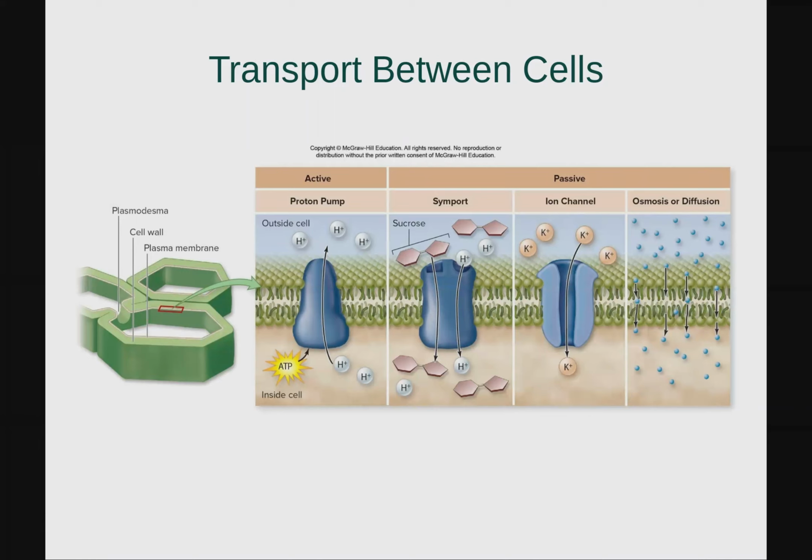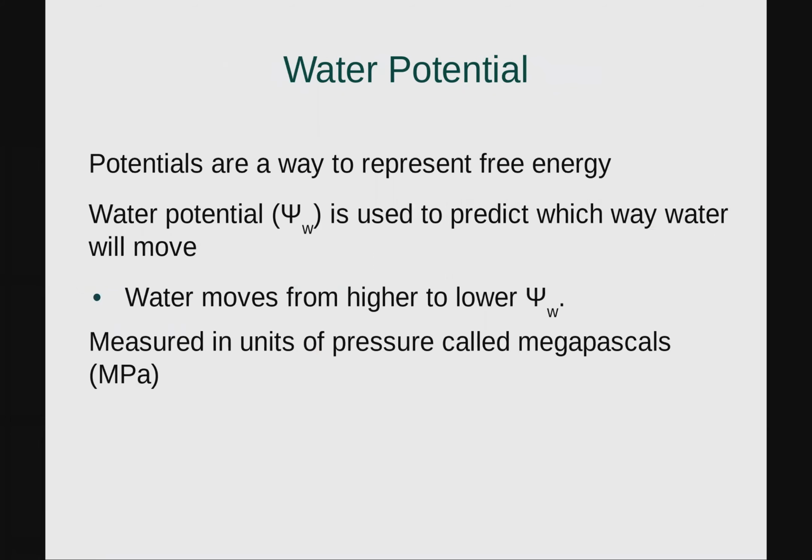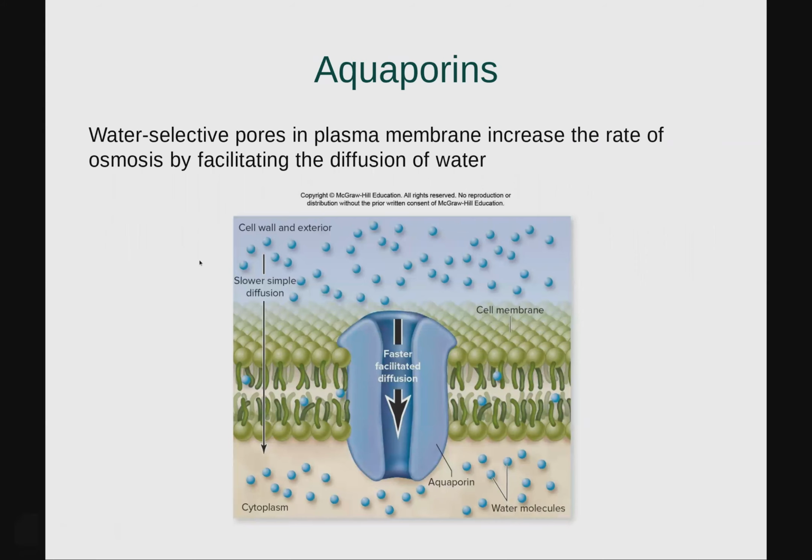We went over these in depth quite a bit in Bio 1, or maybe not with me, maybe with another teacher. But this is how we move things across membranes in plants. In particular, movement of water is heavily tied to this concept of water potential. Water potential is a way to represent free energy. Water potential, which we define with this Greek character, is used to predict which way water will in fact move. Water moves from areas of high water potential to areas of low water potential, and it's measured in units of megapascals. And so that's water potential.